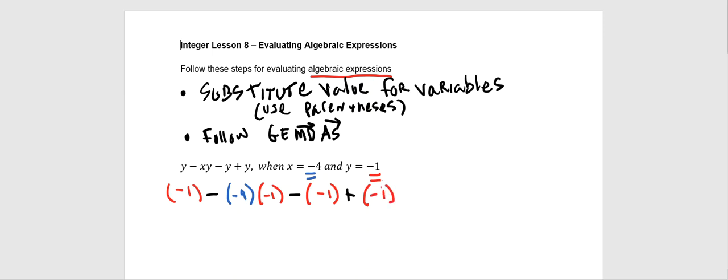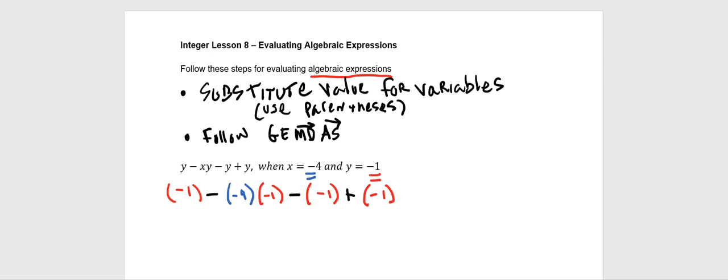Okay, and now we're just going to go through GEMDAS. Now let's just make sure. I said that y was -1. I have a y, there's -1. Another y at xy, -1. Minus y, -1, plus y, -1. The only place I have x is -4.